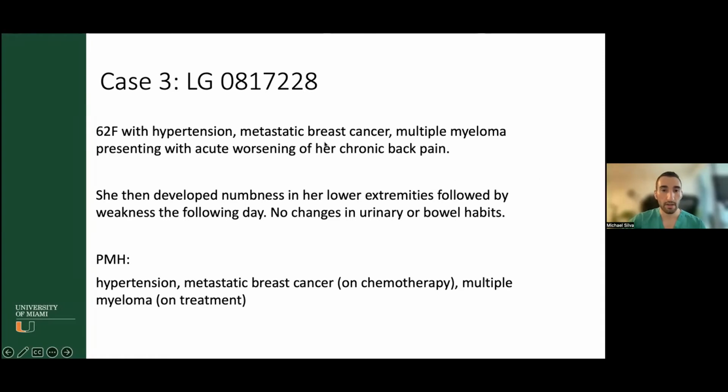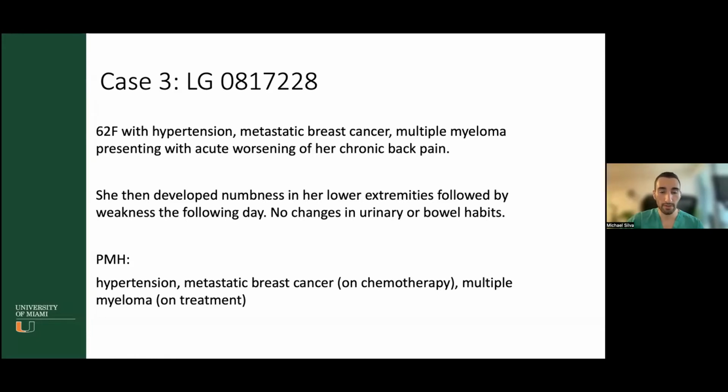Next case, Long. This one will be for you. 62-year-old with hypertension, metastatic breast cancer, and multiple myeloma. She comes in with acute worsening of her chronic back pain. Following this back pain, she developed numbness in her lower extremities, and then the following day developed weakness, pretty profound weakness. No changes in her urinary or bowel habits.